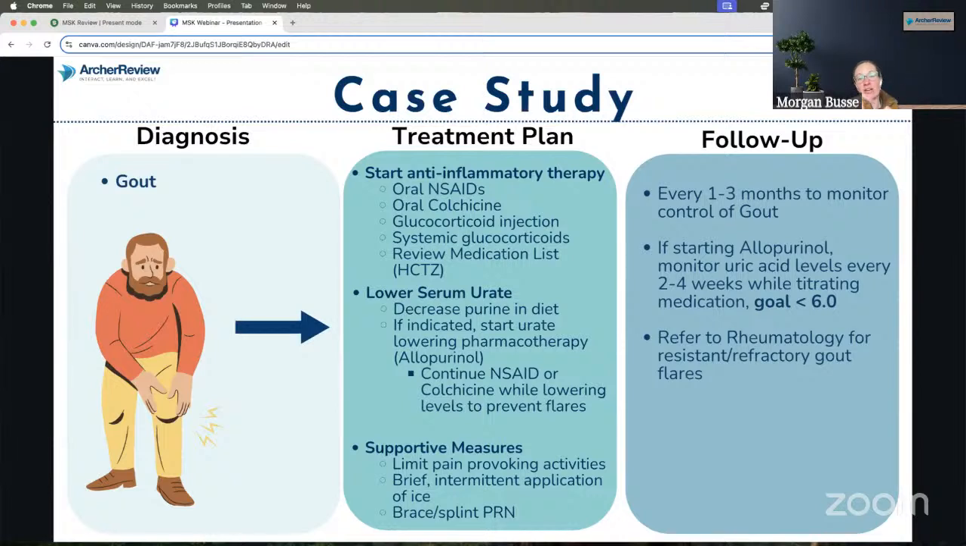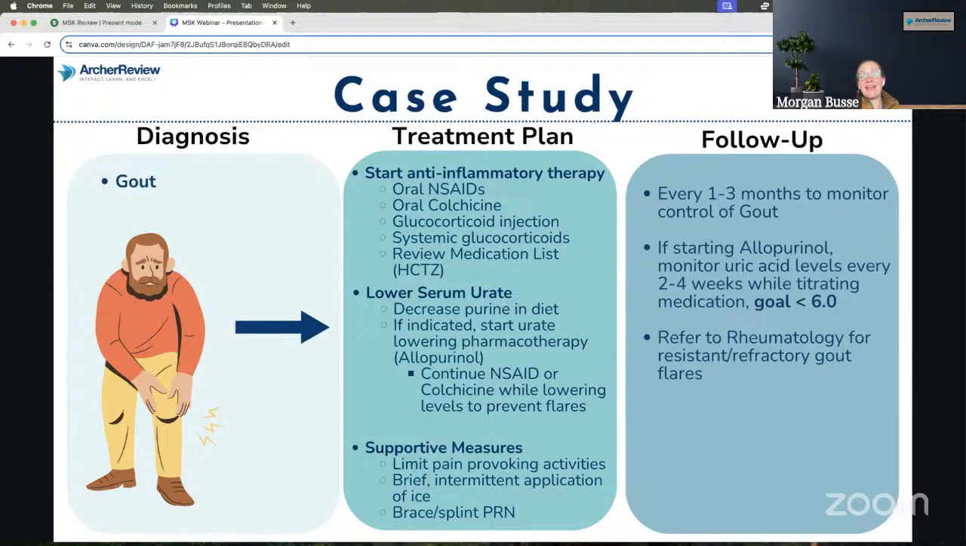But you don't want to start allopurinol without colchicine. You're going to do both of those together, because when you start the uric acid lowering therapy, the allopurinol, you may see more flares during that time. So you're going to continue treating with the colchicine, continue the allopurinol long term, and slowly come off the colchicine and make sure that you can prevent flares.